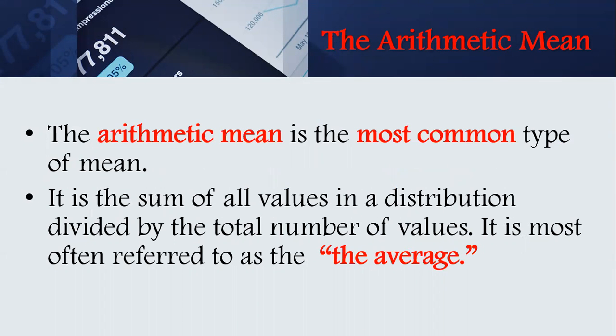The arithmetic mean is the most common type of mean. It is the sum of all values in a distribution divided by the total number of values. It is most often referred to as the average.